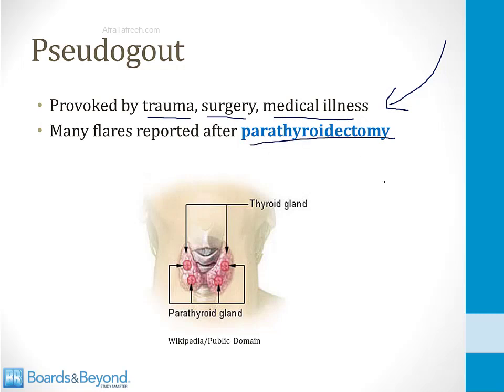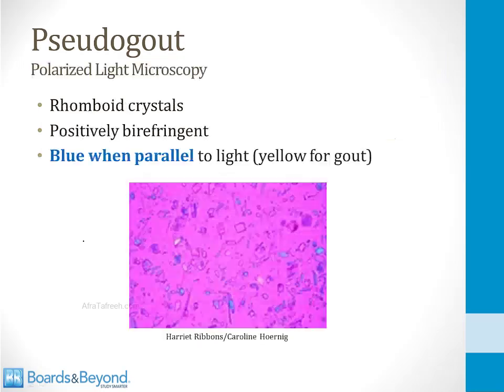So when you remove the parathyroid gland, the calcium levels will fluctuate, and so it should be easy to understand that possibly you could see increased calcium pyrophosphate deposition in joints and therefore an attack of pseudogout. The way you differentiate gout from pseudogout is by analyzing the synovial fluid. In pseudogout, you will see crystals in the synovial fluid that are rhomboid in shape. They are positively birefringent, and this is different than gout, where the crystals are negatively birefringent.